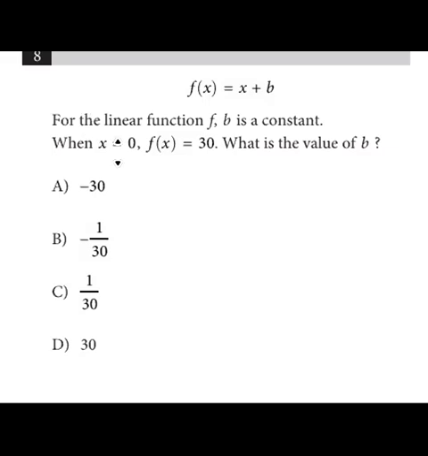Okay, so we're on question 8. We have a linear function. We're told b is a constant. When x is 0, f of x is 30. What is the value of b? So we're told that when x is 0, f of x is 30. So 30 is equal to 0 plus b. What is the value of b? Well, 0 plus a value is just the value. So 30 is equal to b. So the correct answer is D, 30. It's the value of b.